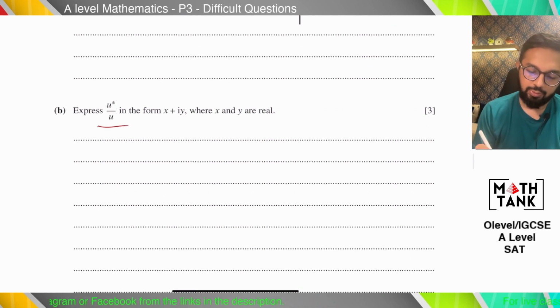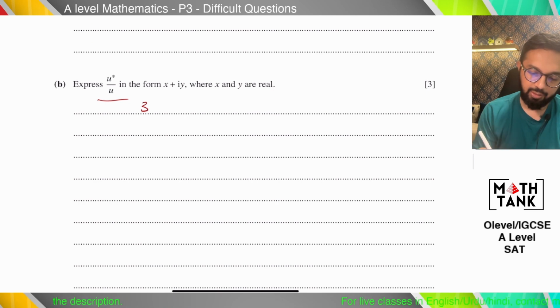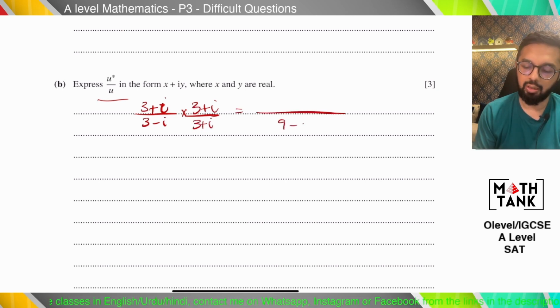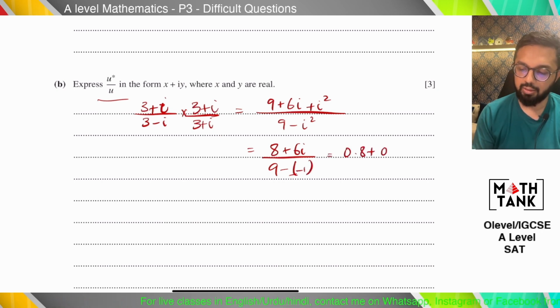It says express u star over u. So 3 plus i over 3 minus i. I think that's also simple. You multiply by 3 plus i, 3 plus i, and you get 9 minus i squared in the denominator, and you get 9 plus 6i plus i squared. Okay, so that gives me 8 plus 6i in the numerator and 9 minus 1 minus 1 in the denominator. So I get 0.8 plus 0.6i.